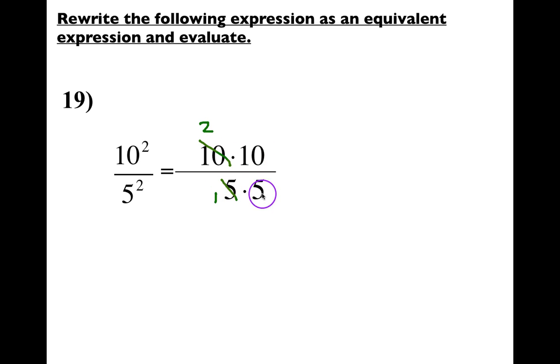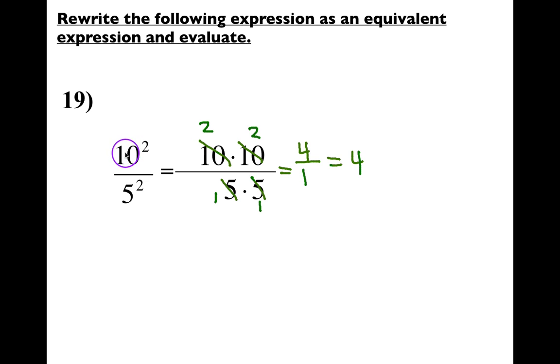And again, I could do it here. 10 divided by 5 is 2. 5 divided by 5 is 1. So altogether, I'm left with 2 times 2, which is 4. 1 times 1 is 1. So my answer would just be 4. Now there's another way. Here, I see that 5 can go into 10, right?